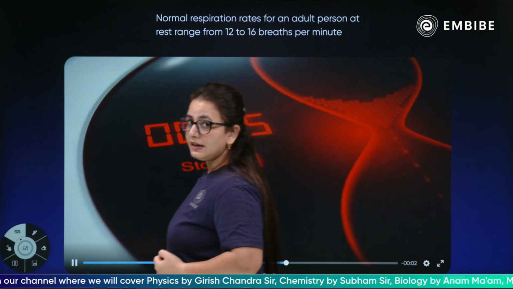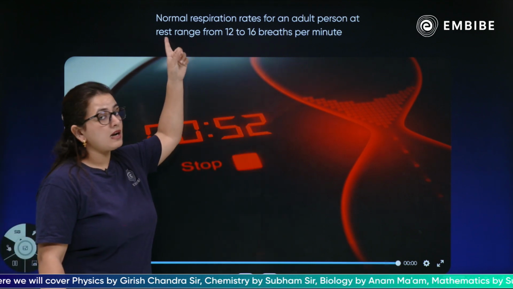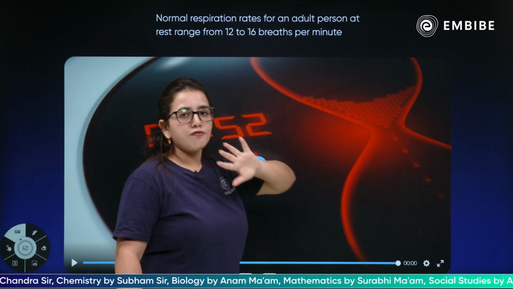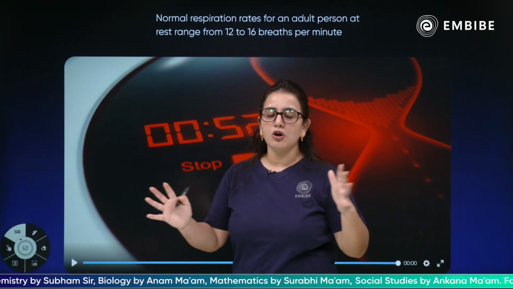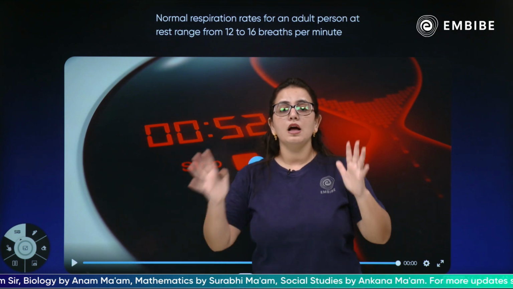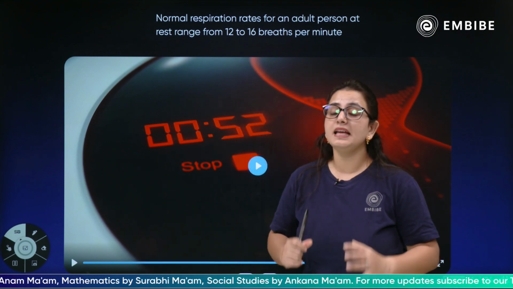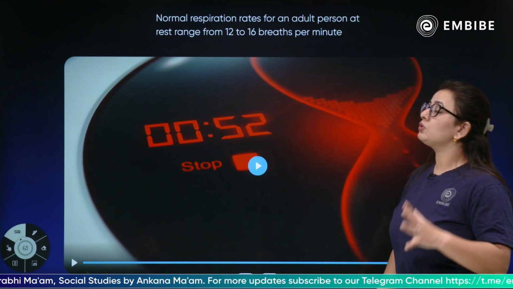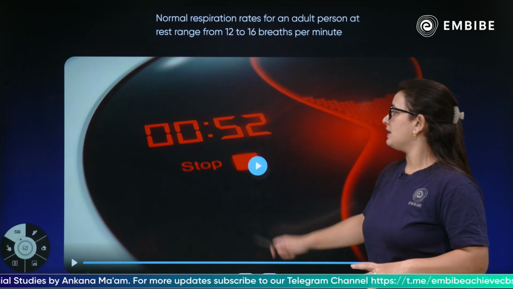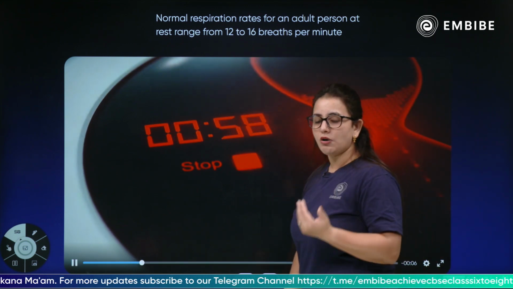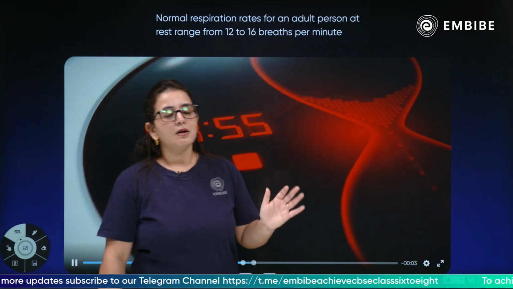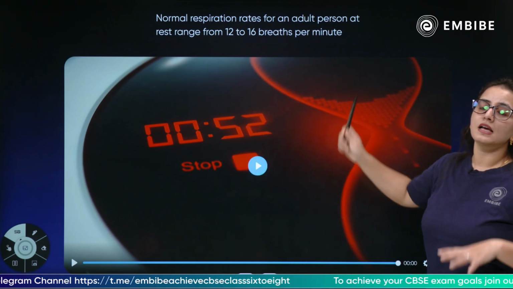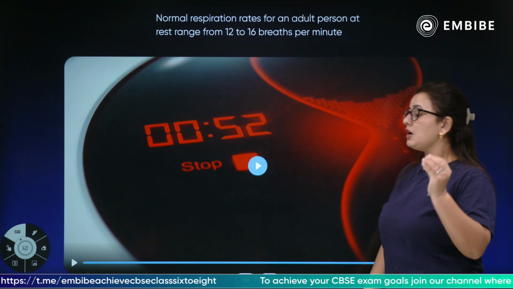For an adult at rest, the normal rate ranges from 12 to 16 breaths per minute. A fully grown adult, not talking about children or old people, will breathe approximately 12 to 16 breaths per minute. You can count it for yourself, not a big deal, but an average adult will breathe 12 to 16 breaths per minute. This is the normal breathing rate of a human.